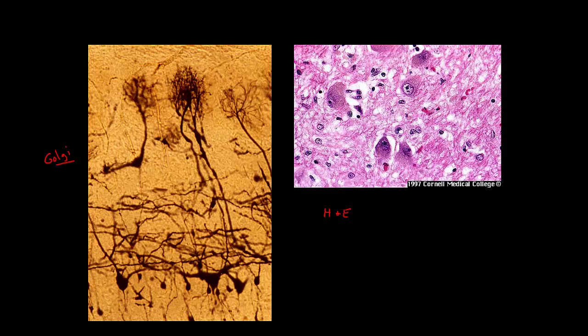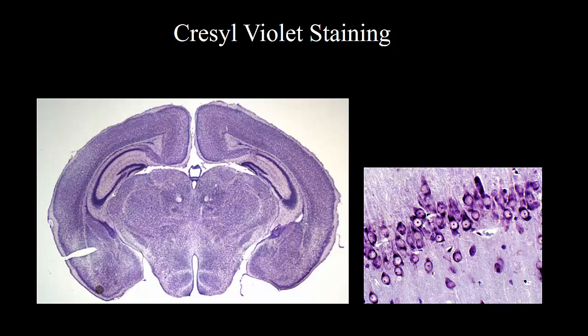So H&E is your standard pathological stain that they'll use when they're doing medical diagnostics. Here we can see a cell nucleus, you can see a cell body. But the shape of neurons is not well emphasized in it. So consequently, neuroscientists don't use H&E stain. We use Golgi and something called Cresyl Violet. Okay, so I want you to remember Golgi and I want you to remember Cresyl Violet.